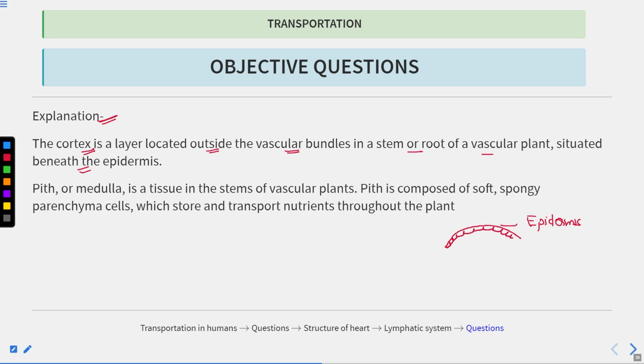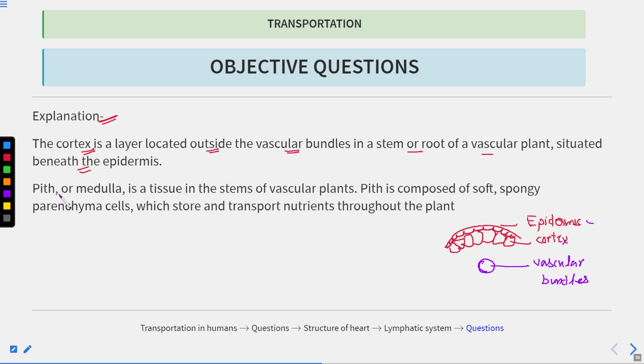And then beneath the epidermis, you have the cortical cells. So the cortex is present beneath the epidermis, but outside the vascular bundle. The vascular bundles are present in the center. These are the vascular bundle, or you can say the vasculature, which consists of the xylem and the phloem. So the cortex is present above the vascular bundles and beneath the epidermis.